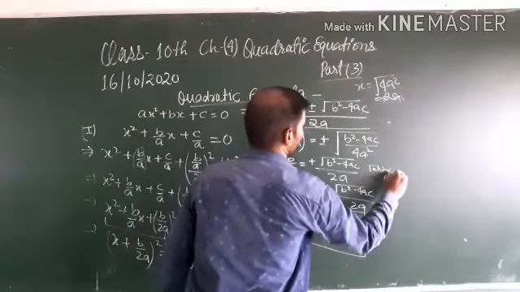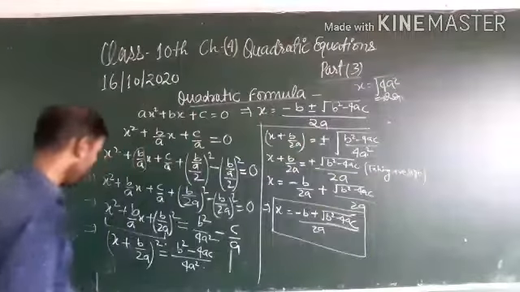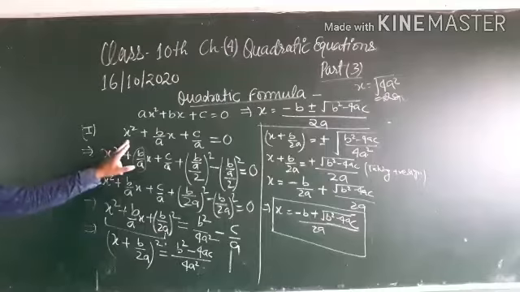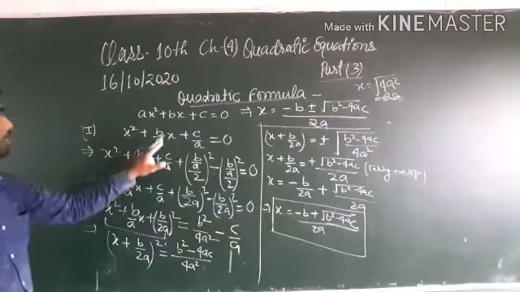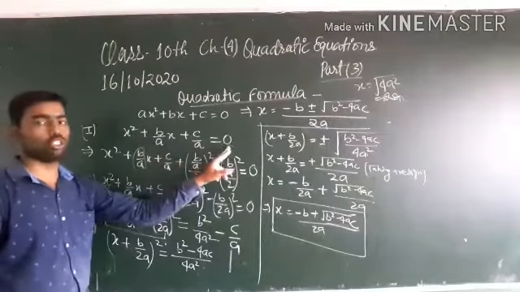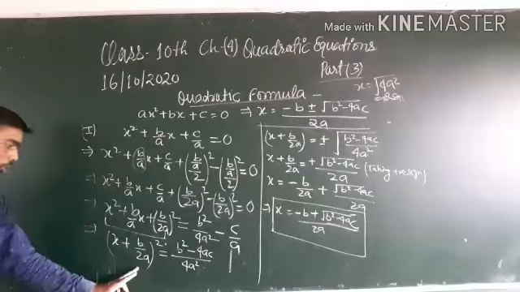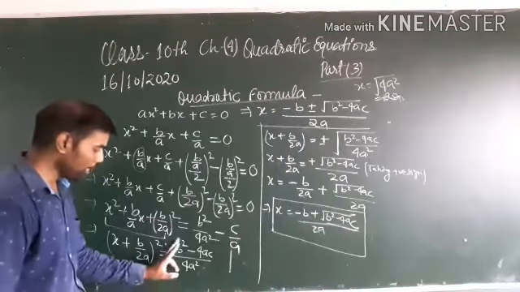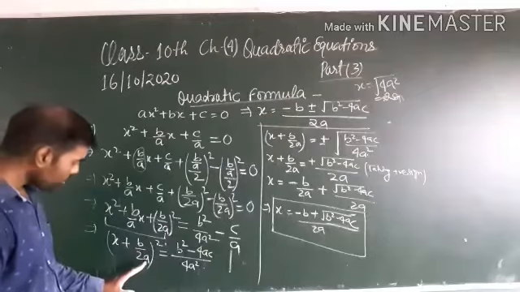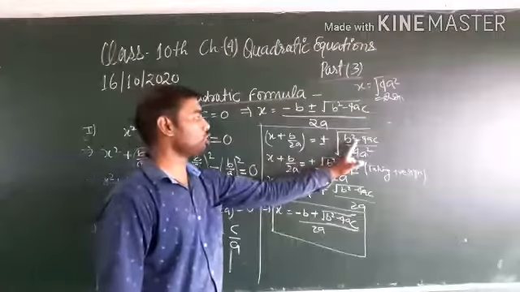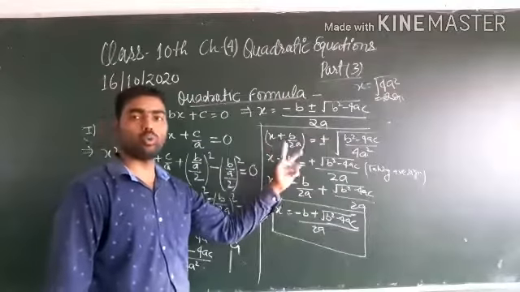Taking positive. Now here we divide this equation by a, and we get x square plus b by a x plus c by a is equal to 0. Then we find the solution: x plus b upon 2a, the whole square, is equal to b square minus 4ac upon 4a square. Taking the square root of b square minus 4ac upon 4a square, it becomes x plus b by 2a.